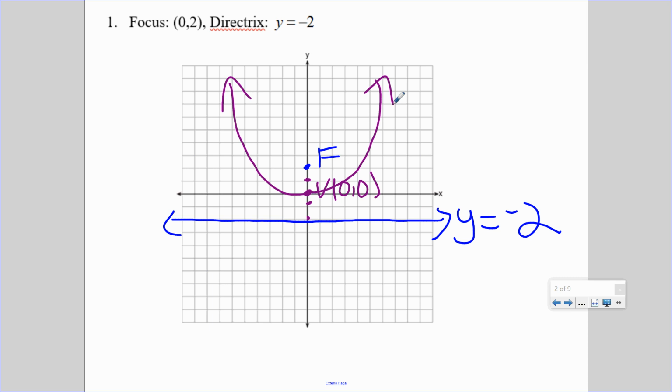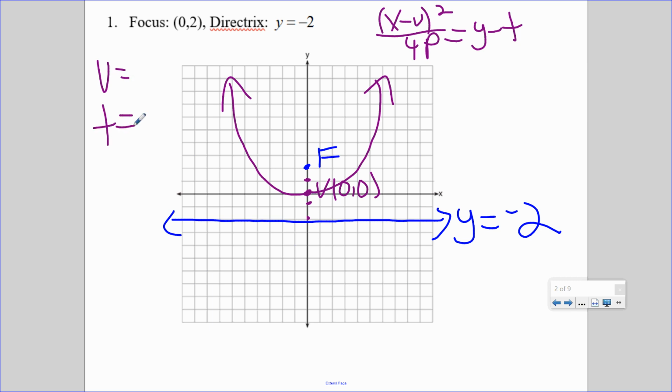Now, I want to write the equation for the parabola. (x - v)² / 4p = y - t. So there are three variables. There's v, t, and p. (v, t) is the vertex. Now, most teachers don't use v and t. In fact, I've never seen a teacher other than me use v and t, and the reason I call it v and t is because it's the vertex. A common mistake is to put the focus in instead of the vertex. It's the vertex.